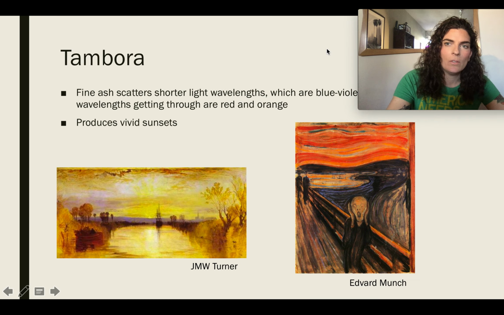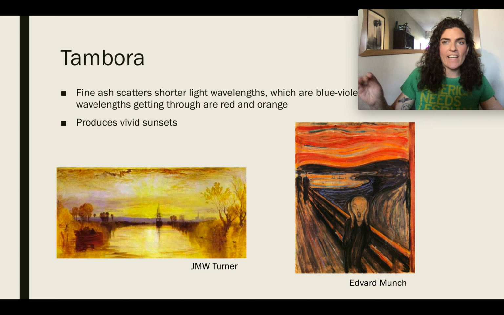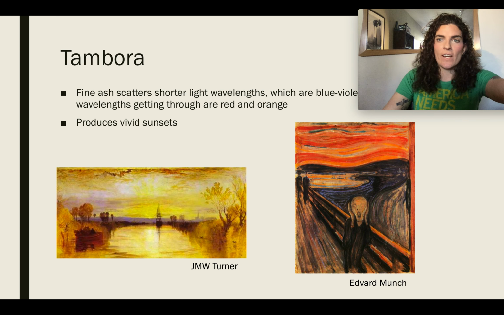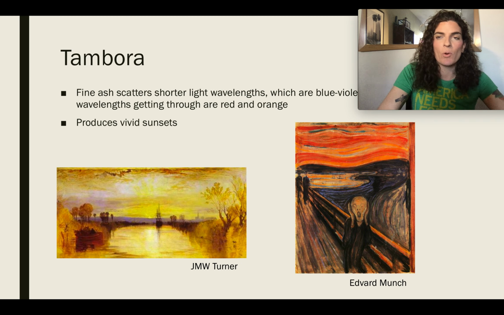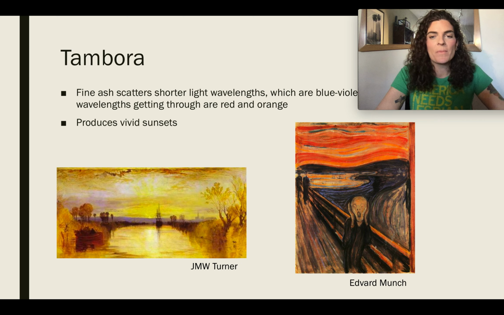So, tying this back to that title slide, that Edvard Munch painting, the ash, the stratospheric ash, all that stuff in the stratosphere, is really good at scattering light, but specifically it scatters shorter wavelengths, so blues and violets, which allows more red and orange wavelengths to come through. So the sunsets around this time were quite vivid in these years following Tambora and also Krakatoa and also Pinatubo.